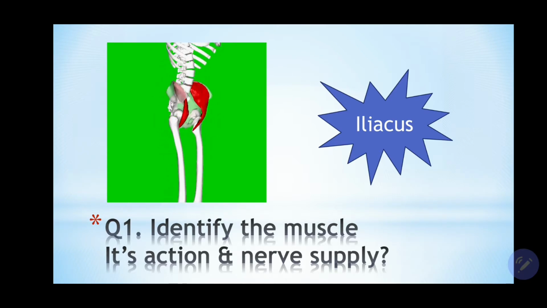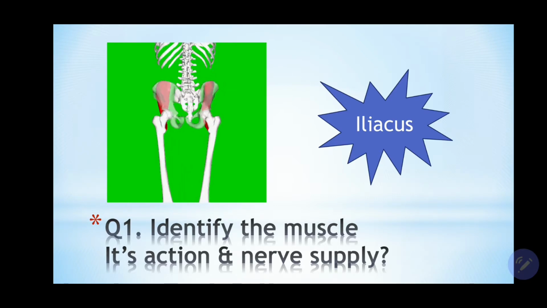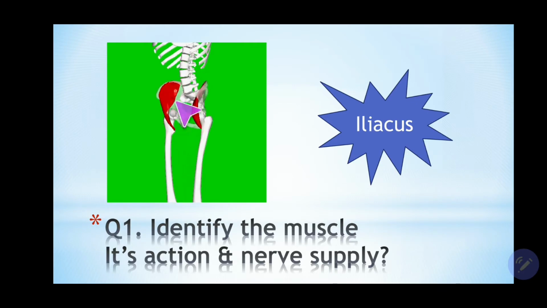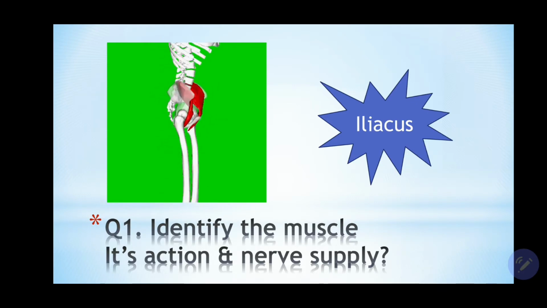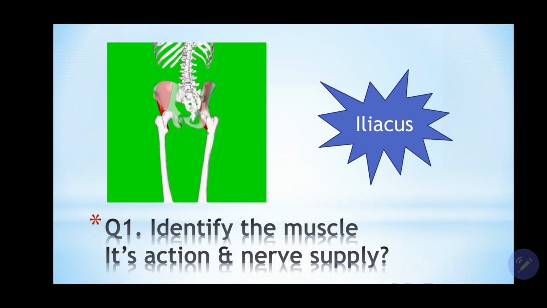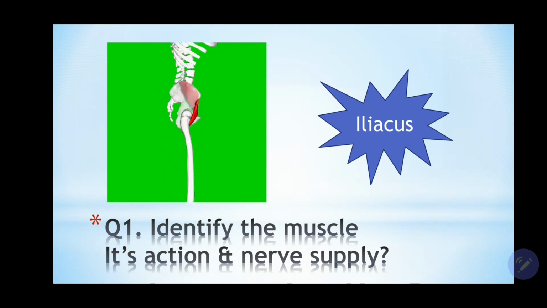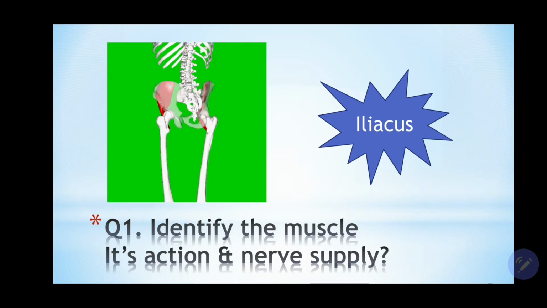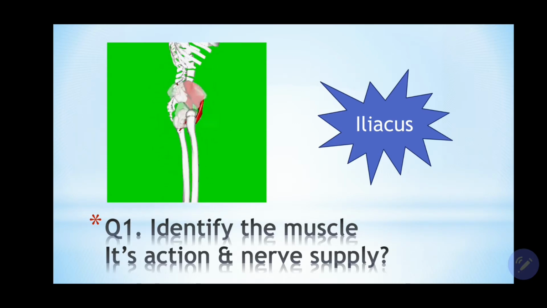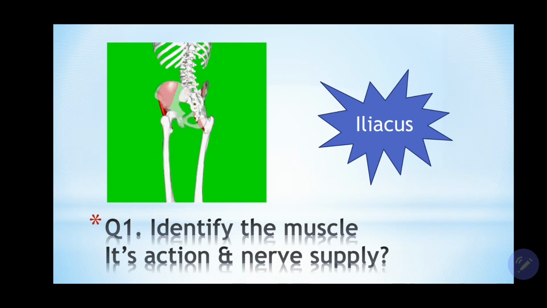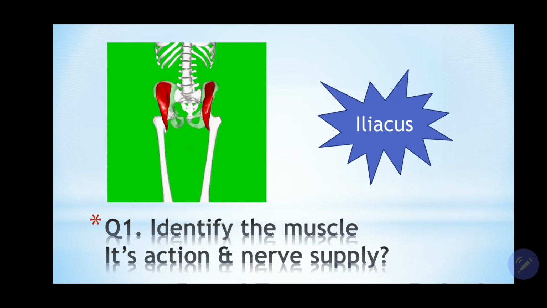Now, about its origin. Here you're seeing the iliac fossa. It arises from the upper two-thirds of the pelvic surface of the ilium, that is the iliac fossa, and then the inner surface of the iliac crest, not the inner border. So you should note this difference, that it arises on the inner surface of the iliac crest as well.